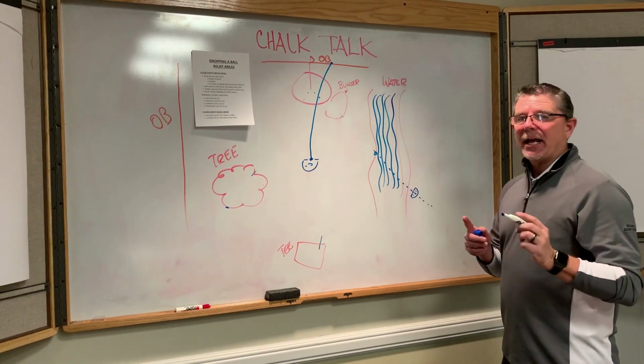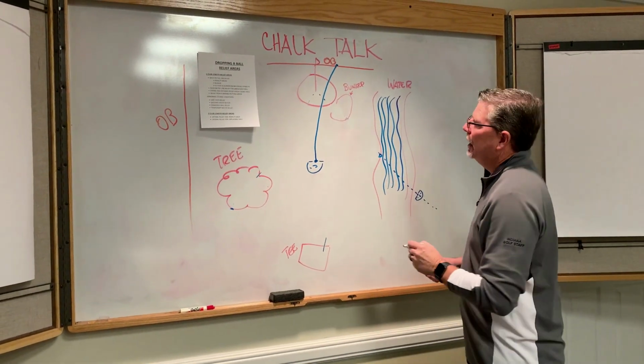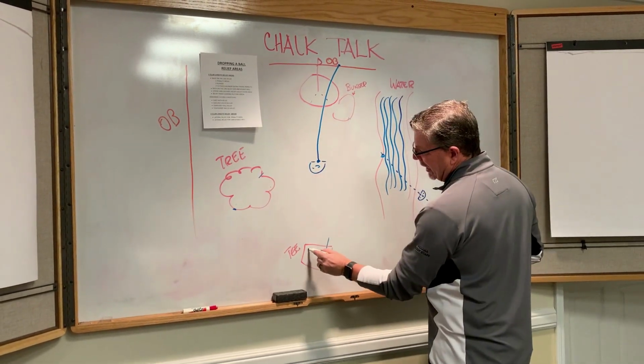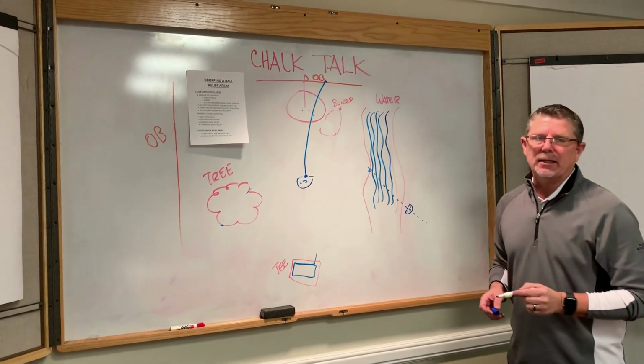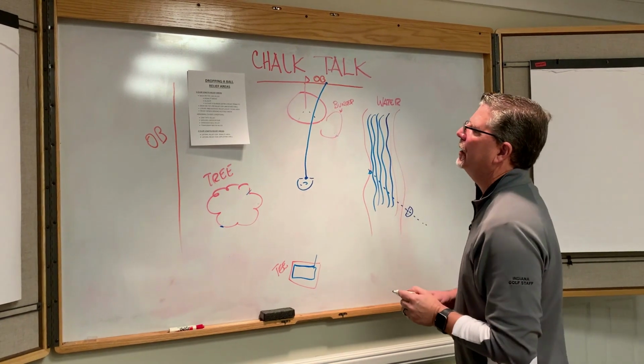Had I played that shot from the teeing area, I would go back to the tee, and I can use any place on that tee I want. I do not have to go within one club length from where I teed it up. I actually have the entire teeing area to hit it from.